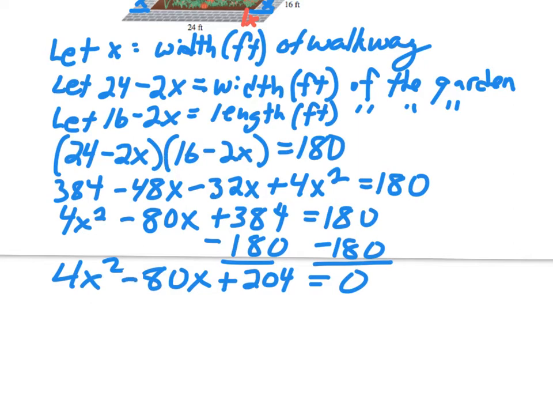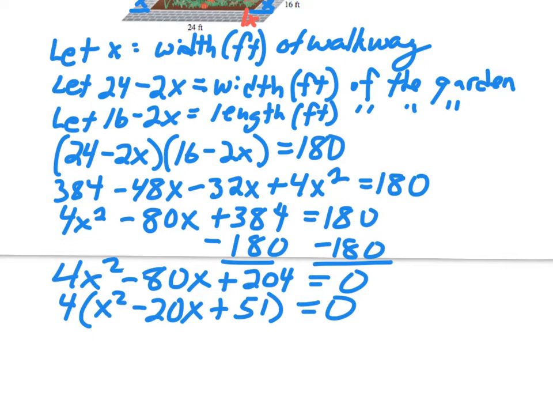So I could spend some time trying to factor that with the lead coefficient of 4, but I'm just going to factor out a 4. That'll make things a lot easier. x squared minus 20x, and then plus 51 equals 0.